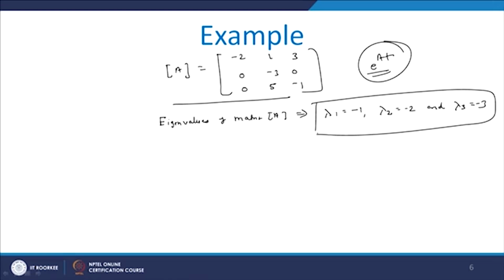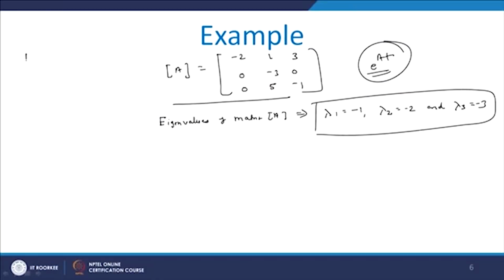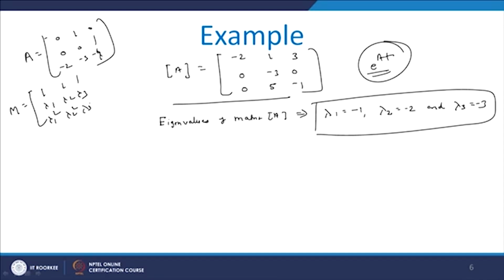To get M, we require not only the eigenvalues, we also require the eigenvectors. We have seen last time that if a given system matrix A is in companion form, or controllable canonical form, that is A equals 0 1 0, 0 0 1, -2 -3 -4, then the model matrix M can be determined as 1 1 1, lambda 1, lambda 2, lambda 3, lambda 1 square, lambda 2 square, lambda 3 square.